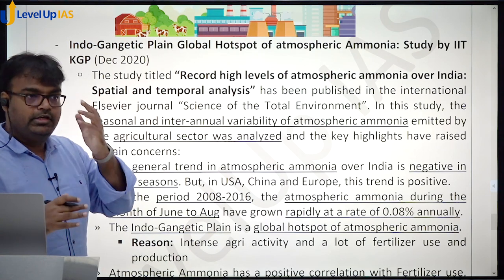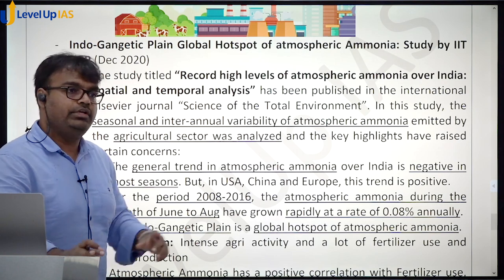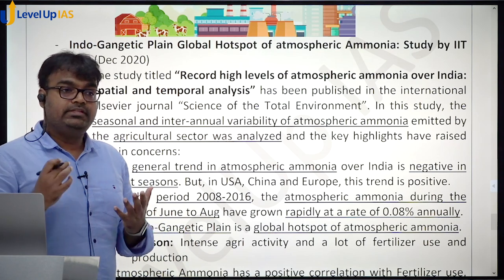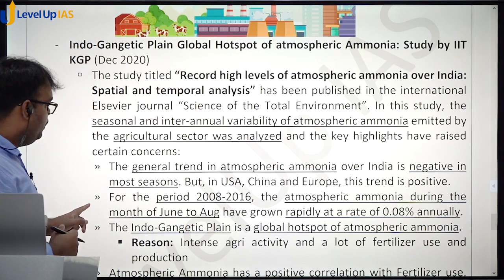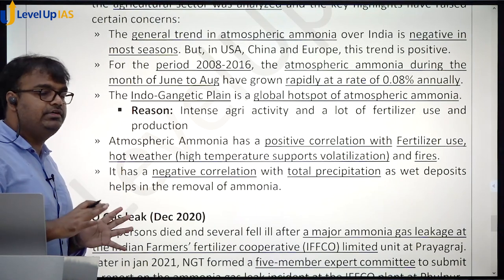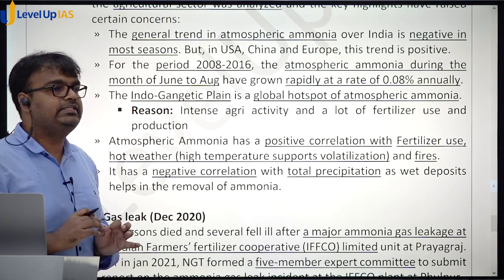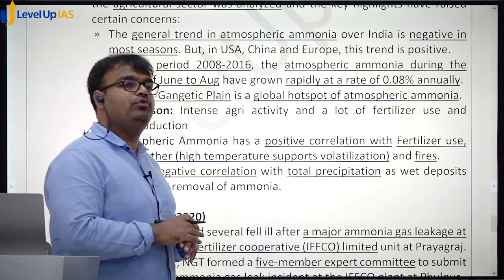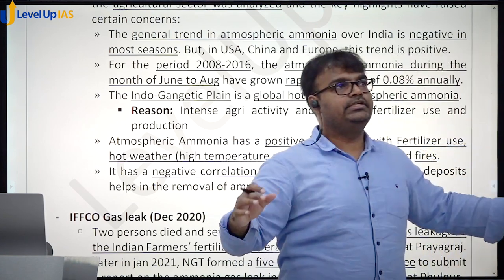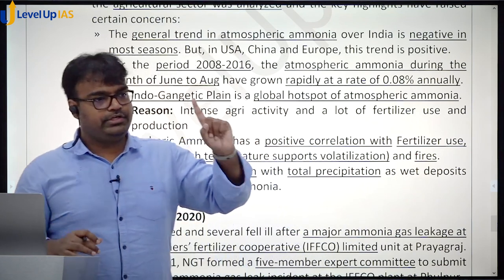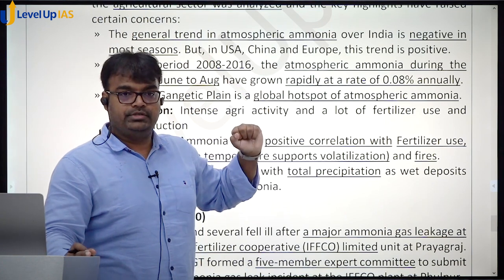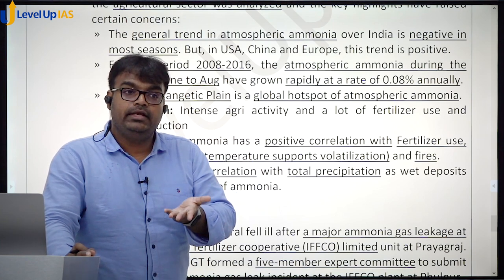So this study is about how atmospheric ammonia is varying in India spatially, meaning geographically in different parts of the country, and temporally. Temporally matlab kis season mein zyada ammonia hoga, kis season mein kam ammonia hoga. That is something that they are talking about here. The first thing they say is that the general trend of atmospheric ammonia in India is negative. That's good. If you look at the whole country on average, throughout the year, the general trend is negative. That is, atmospheric ammonia is reducing. Whereas in countries like USA, China and the European continent, the ammonia is going up.